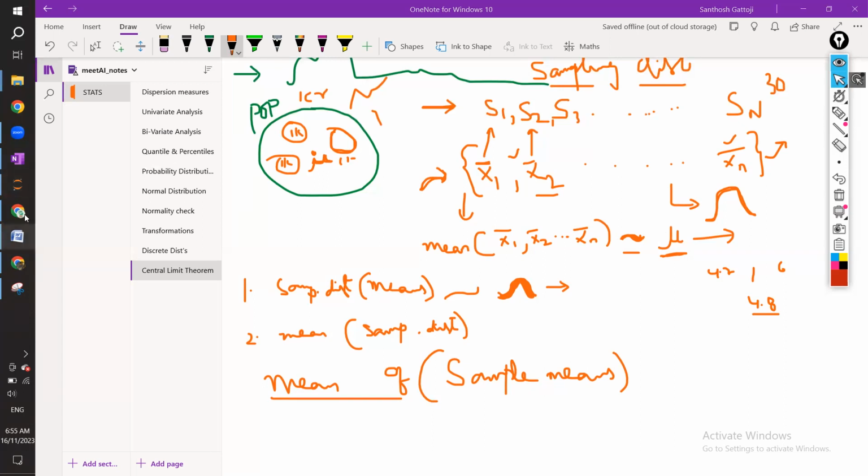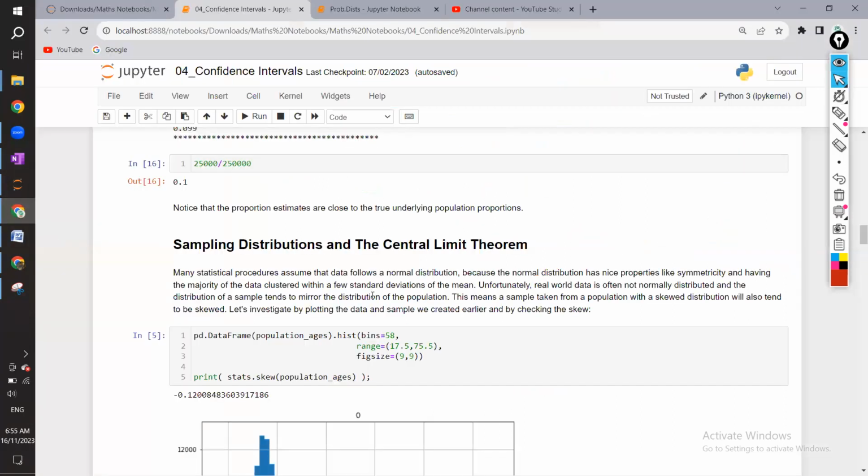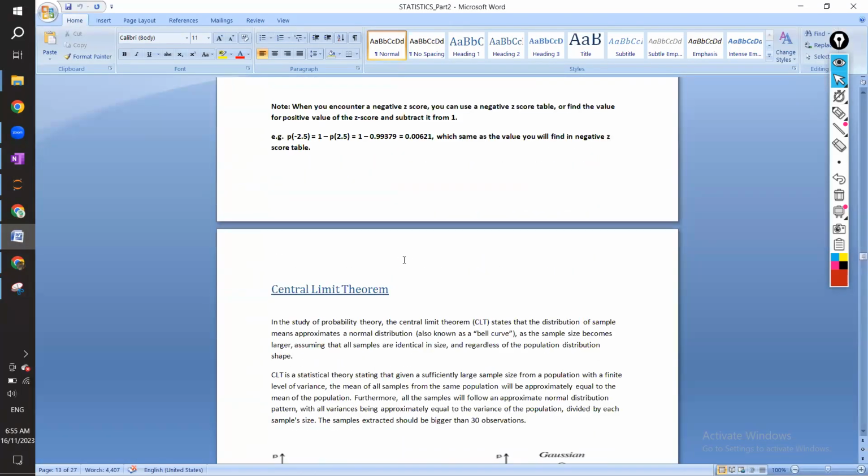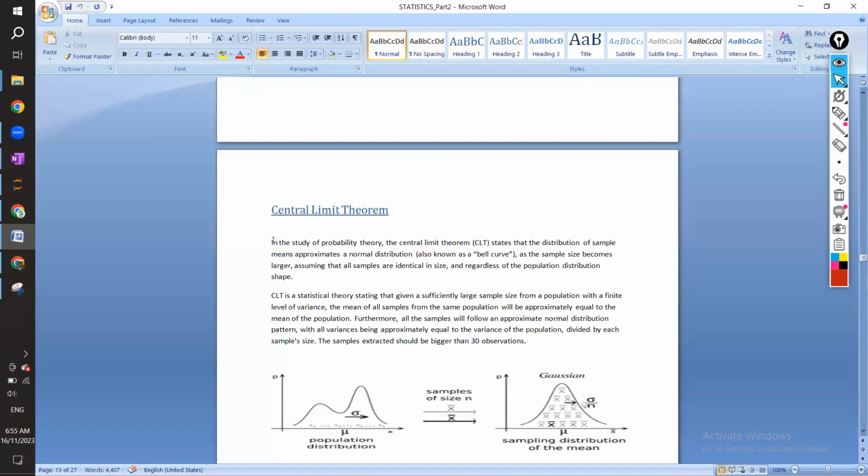Okay, see, I'll just go to the definition. In the study of probability theory, the central limit theorem states that the distribution of sample means approximates a normal distribution as the sample size becomes larger, assuming that all the samples are identical in size and regardless of the population shape.